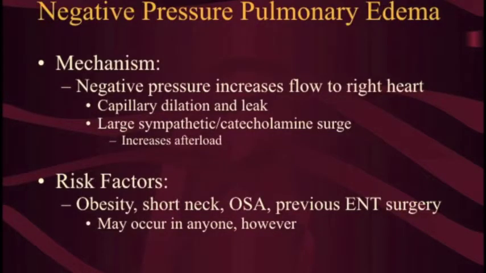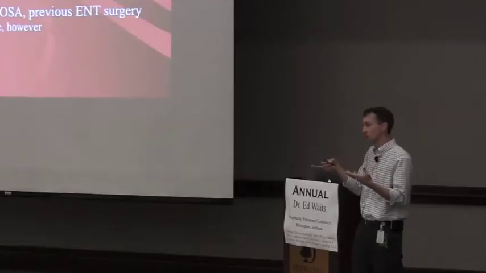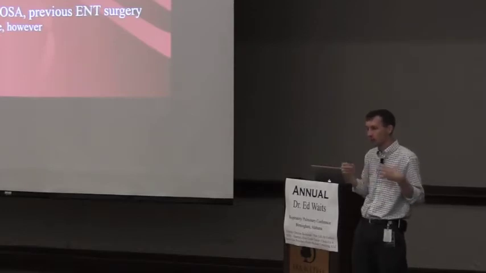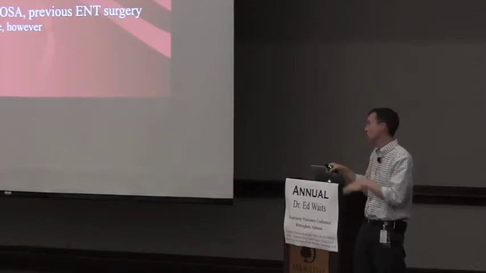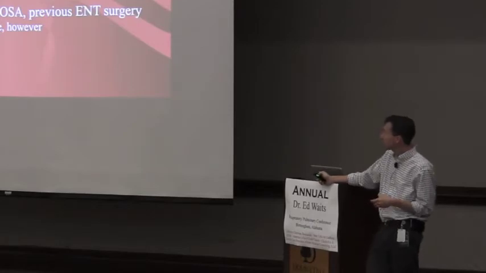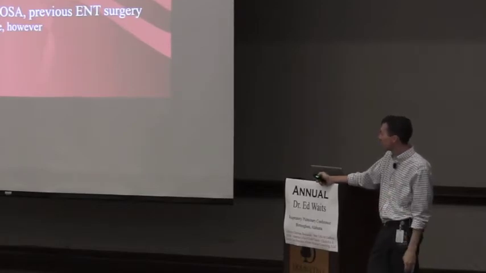Why does that happen? Well, the negative pressure in the chest increases venous return to the right heart. If you ever sit in a quiet room and feel your pulse and you breathe in, it actually speeds up a little. And if you breathe out, it slows down a little. Because when you breathe in, you create negative pressure in your chest that increases venous return, and now your heart's got to beat faster to get rid of that extra fluid. It's the opposite when you breathe out: positive pressure in the chest disfavors venous return. Anyway, all that negative pressure causes capillary leak, capillary dilation, and a large sympathetic surge, which increases your afterload.